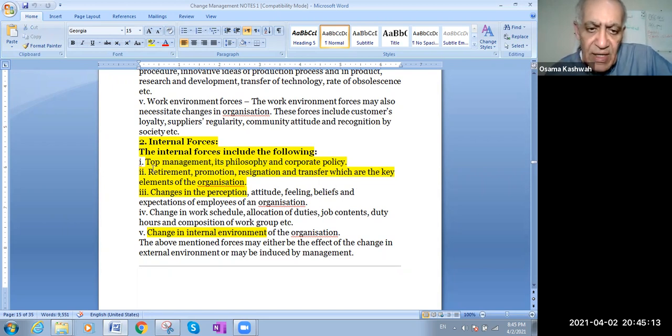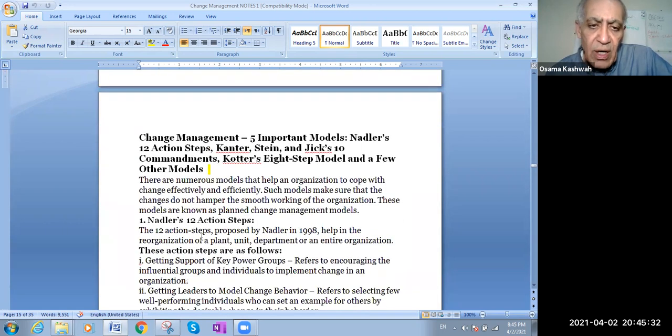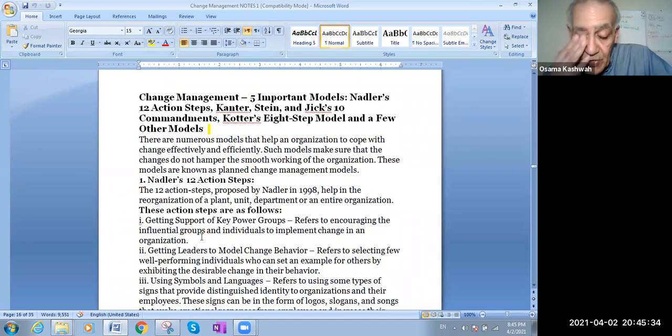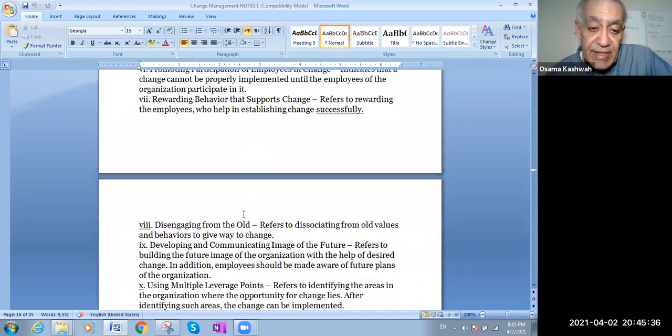Corporate policy, retirement, promotion, resignation, transfer, all this. Changes in the perceptions, attitudes, feelings, beliefs, and expectations of the employees of the organization. This is internal. Changes in the internal environment of the organization. Also, those all are methods of changing. So those were the internal changes.